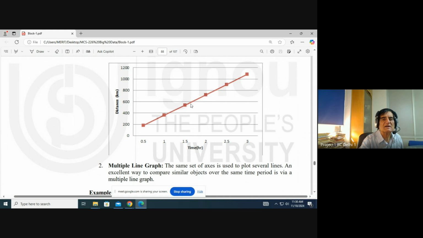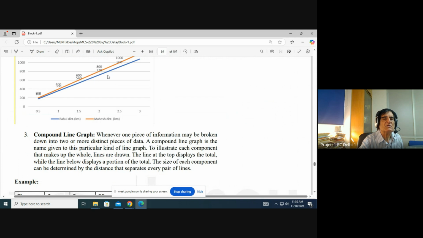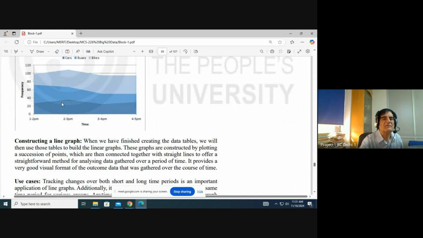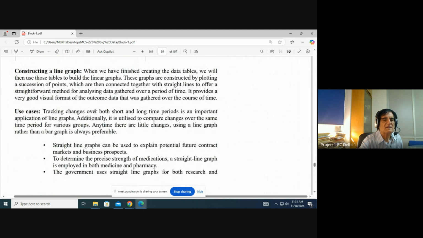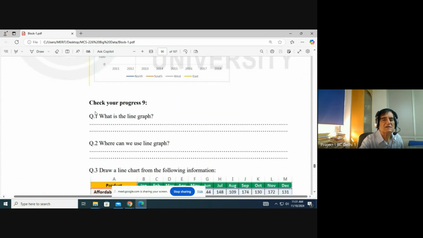Line graph, ये line graph है. ये जैसे scatter diagram हमने करा था. Multiple line graph, ये देखो दो है. कंपाउंड लाइन ग्राफ, ये डिफरेंट कलर्स के होके ये ऐसे जा रहा है, ये ऐसे जा रहा है, ये कलर ऐसे है. So that's the construction of line graph. So that generally finishes this chapter.